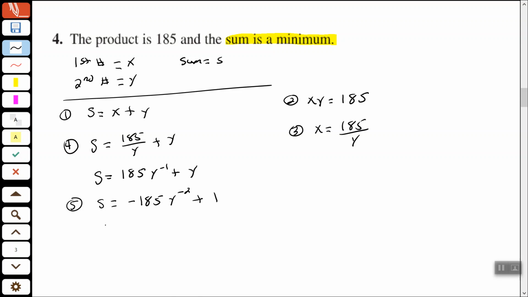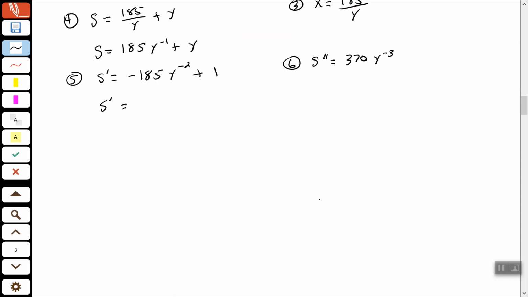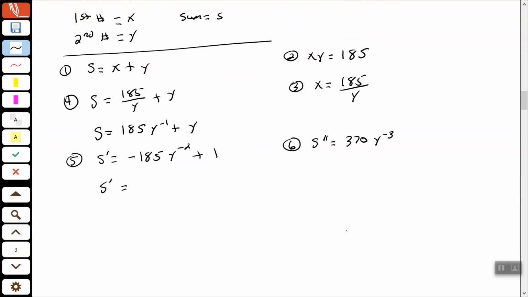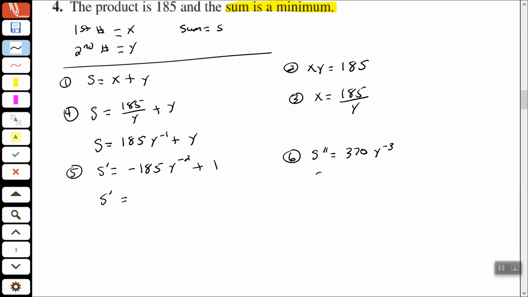All right, from here, let's go ahead and find our second derivative. So negative 2 times negative 185 is 370. Y to the negative third. Okay, and the derivative of 1 is 0. So we have the second derivative, 370 over y to the third.